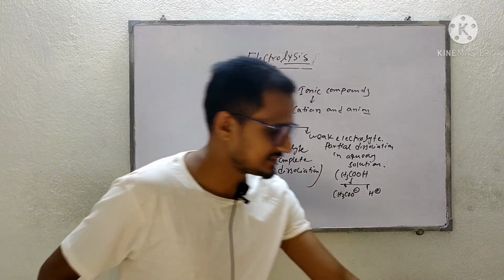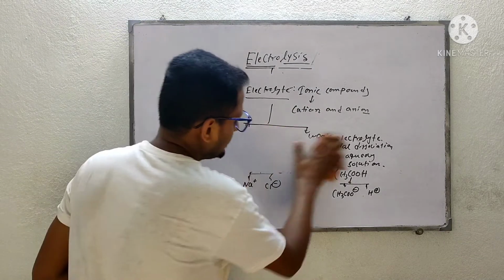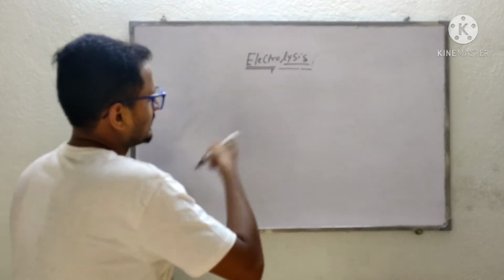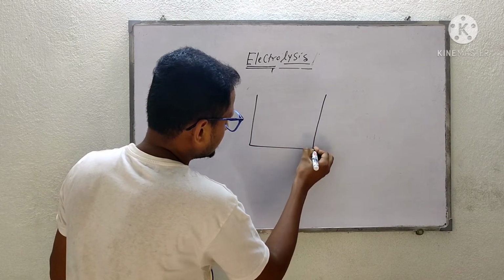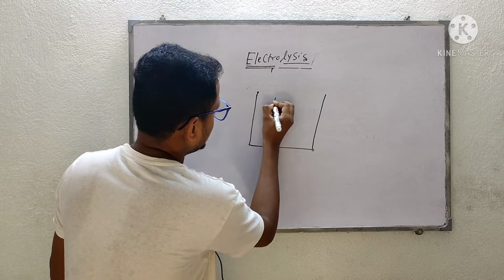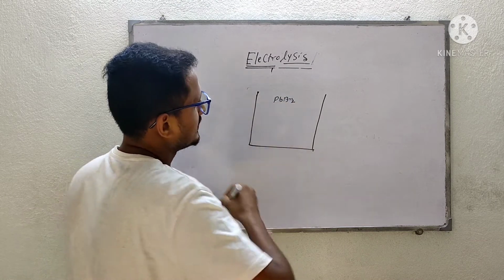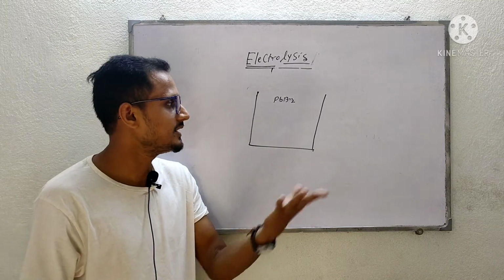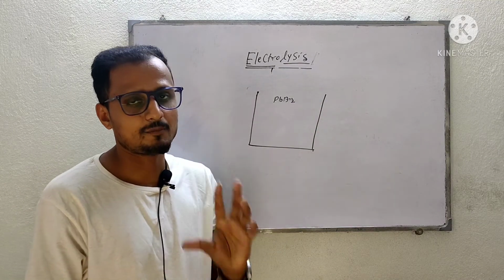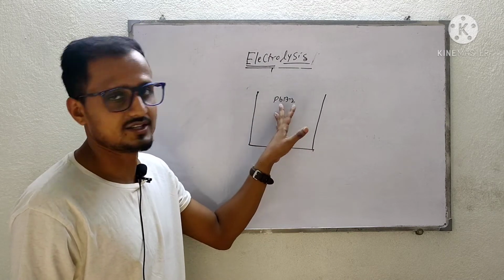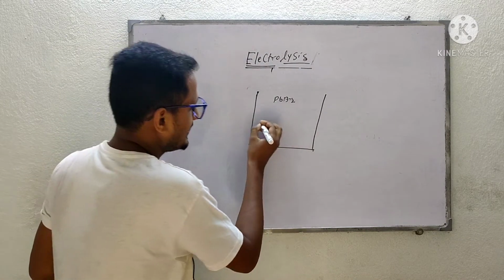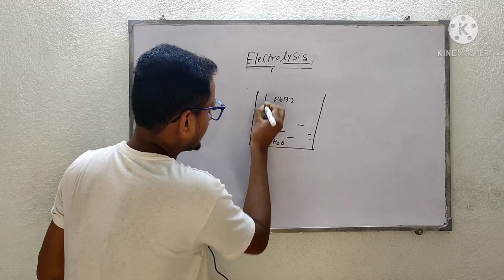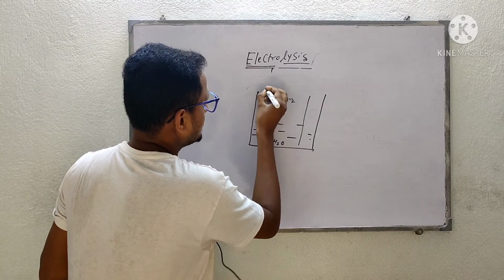Now what will happen? Say we are taking lead bromide. Many things we are going to discuss, but not today, in a different video. Today I am just telling the proper way to do the electrolysis. So lead bromide we will have in aqueous solution. In aqueous solution we have lead bromide, we have cathode and we have anode, and this is joined with the battery.